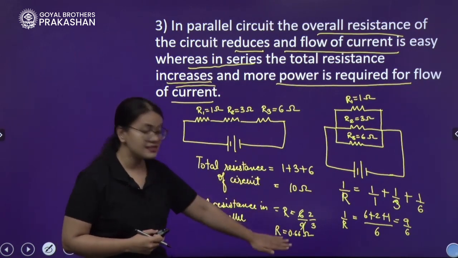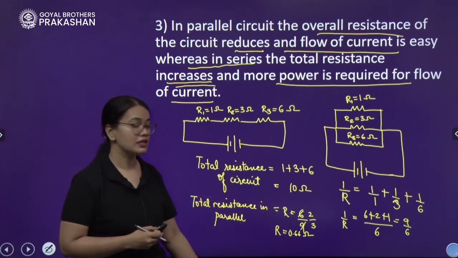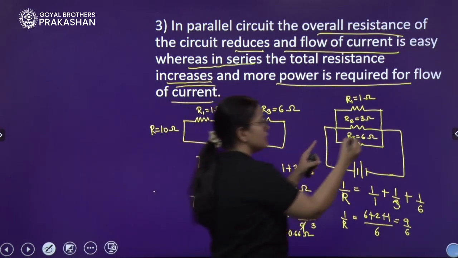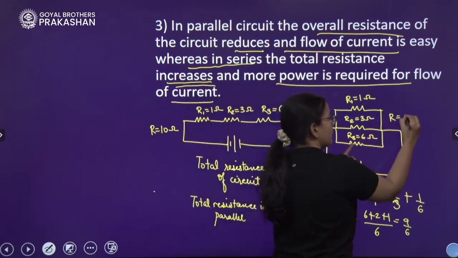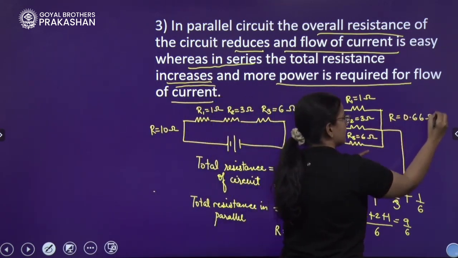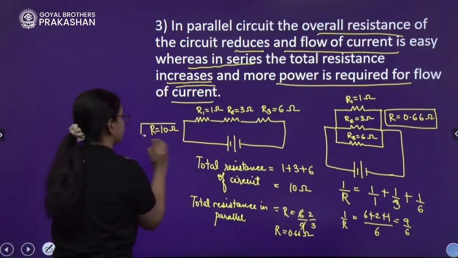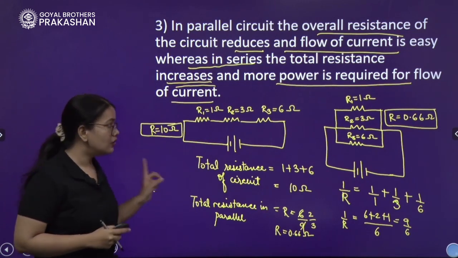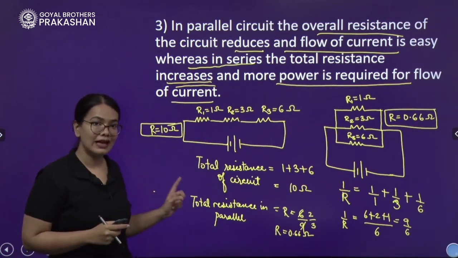See how drastically the resistance has reduced. In this case, resistance is coming out to be 10 ohm, total resistance of the circuit. In this case, the total resistance is coming out to be approximately 0.66 ohms. Look at the total difference. It is humongous. Now, as a result of this, what will happen?